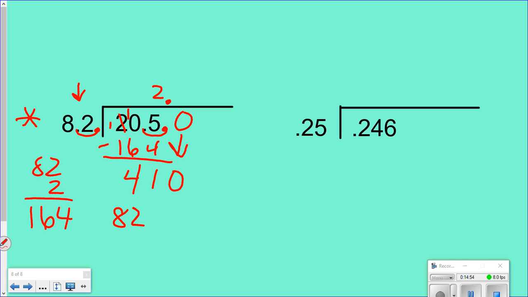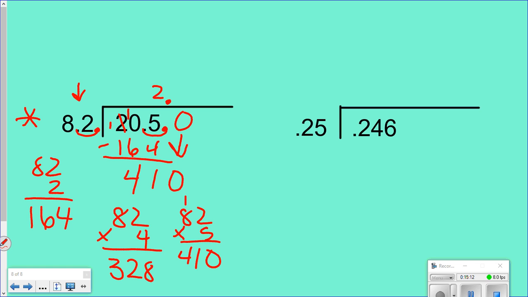Anybody got a guess for me to try? Try 4. Okay, so 4 times 82 is 328. Should we try 5? Times 5, 410. Perfect. 2.5. You try one by yourself. In your notebook, you try that one by yourself. See if you can remember. See if it comes back to you.